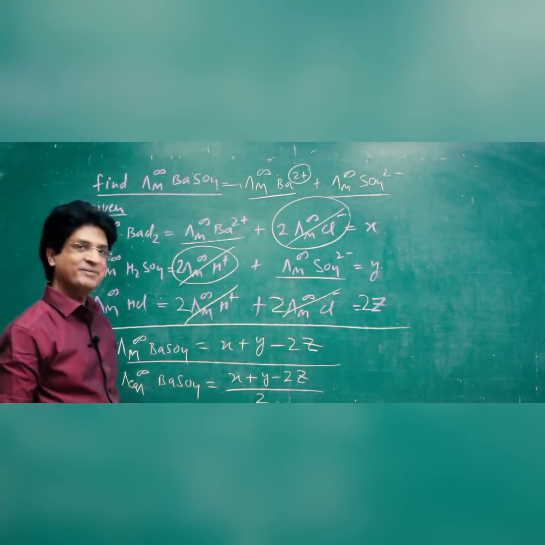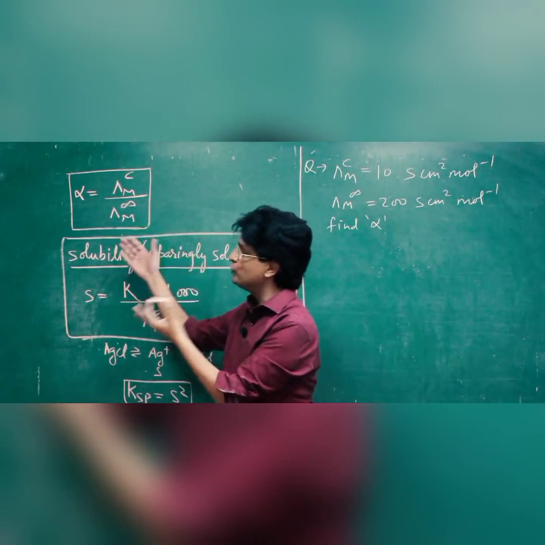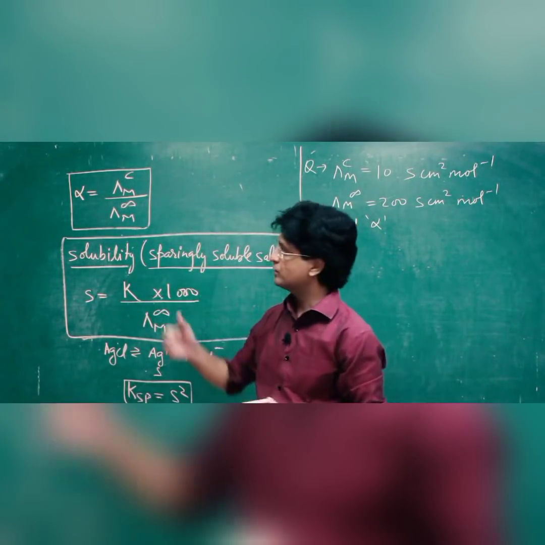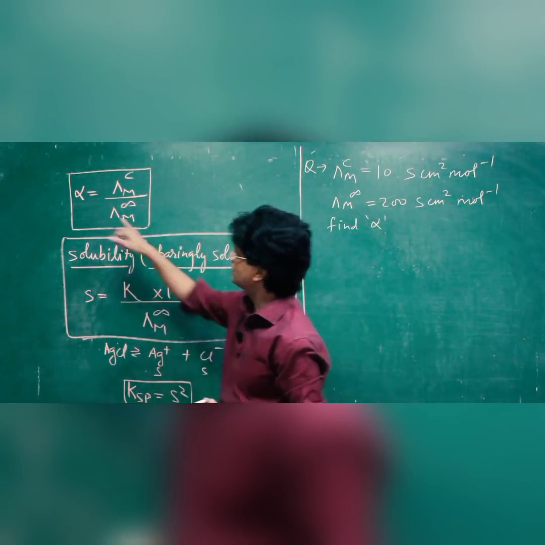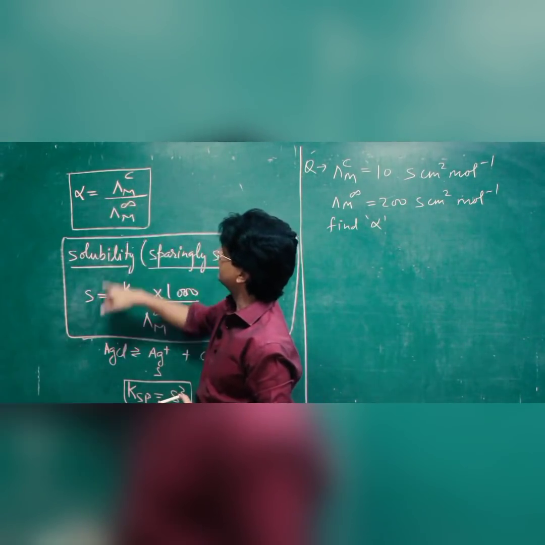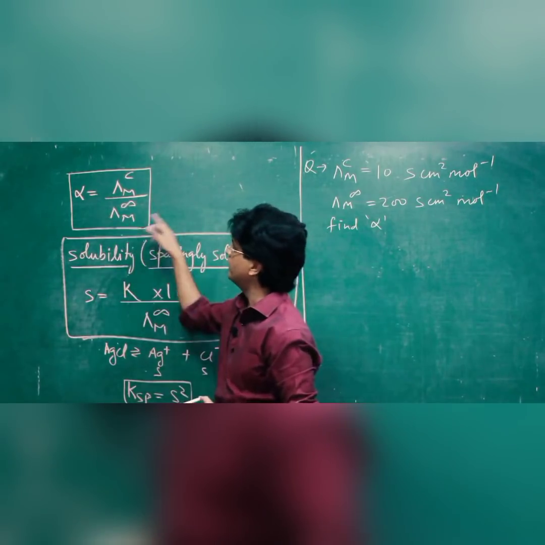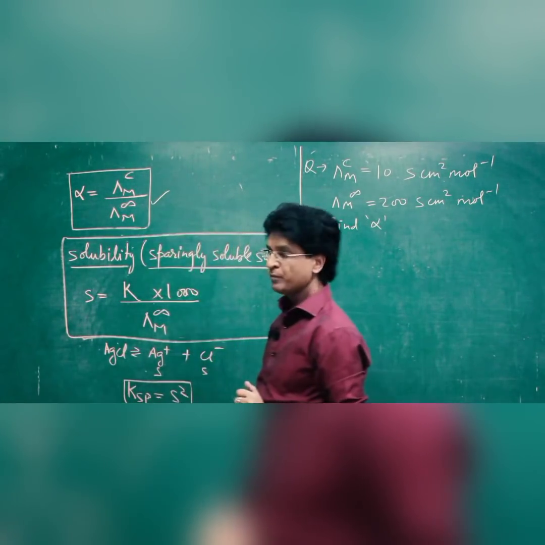Okay, simple one. So students, we have two formulas which we have to learn by heart, because NEET has been asking certain questions on these two formulas as well. This is called degree of dissociation, and that is given by molar conductivity at a given concentration divided by molar conductivity at infinite dilution. This is very important.